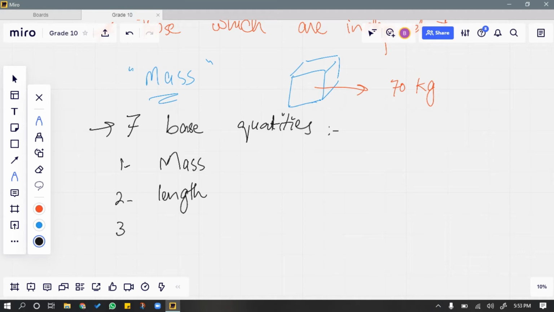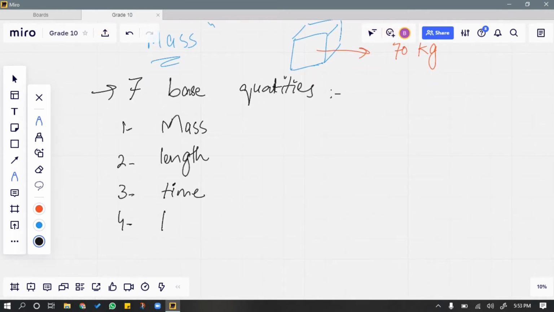The third quantity is time. These are quantities which you are going to encounter in physics over and over again in the chapters coming ahead. Now, the fourth one is temperature. And these are some of the quantities which we deal with in our daily life as well.